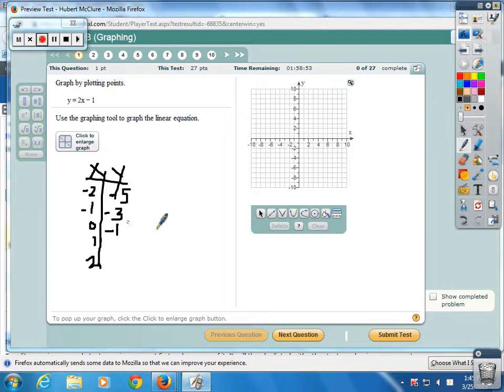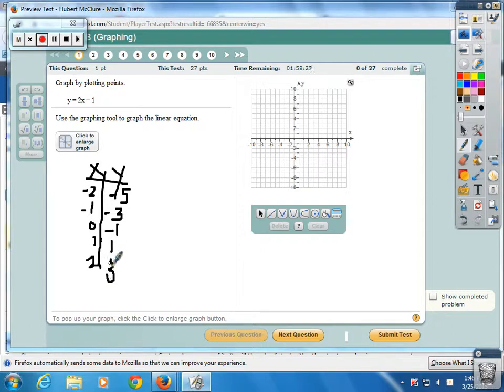So what are we doing? Each time we're adding what? Say again? You're adding 2, positive 2. So -5 plus 2 is -3. -3 plus 2 is -1. What's -1 plus 2? And what's 1 plus 2?